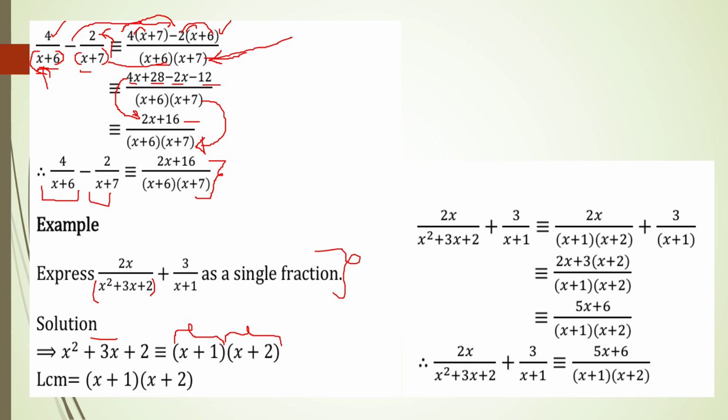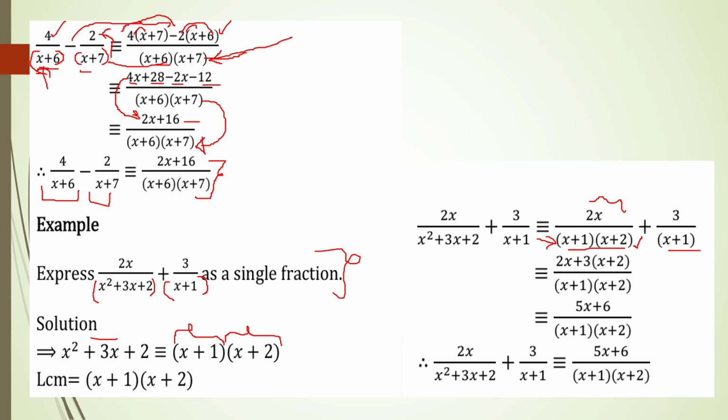And therefore, for your LCM, we are going to end up with this expression: 2x divided by x plus 1 into x plus 2, then plus 3 divided by x plus 1. And we said that to get the LCM, we must have all the brackets present in the denominator. But if you look at this denominator of 2x, we already have x plus 1.